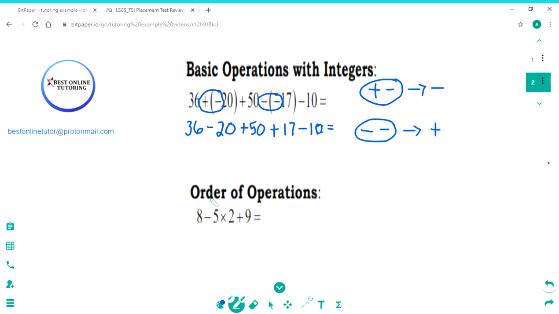Now we can do our subtraction. 36 minus 20 is 16. And then I'm going to do this addition, and it just sort of saves me time when I do it in pieces. Some people are really good at just doing it all at once, but there's nothing wrong with doing it step by step. 50 plus 17 is 67, and then bring down the minus 10. And so we have 16 plus 67 minus 10, which is 57 plus 16, which is 73. Okay, so that's our answer.